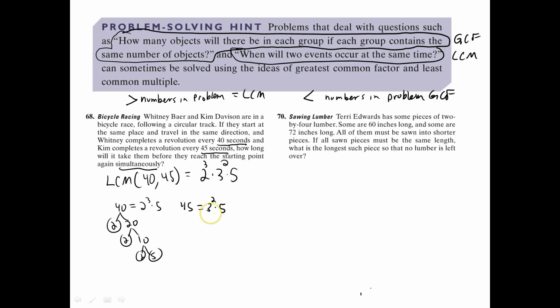And then the LCM would be this product, which is 72 times 5. So it's going to take 360 seconds until they are back at the starting point simultaneously. 6 minutes.